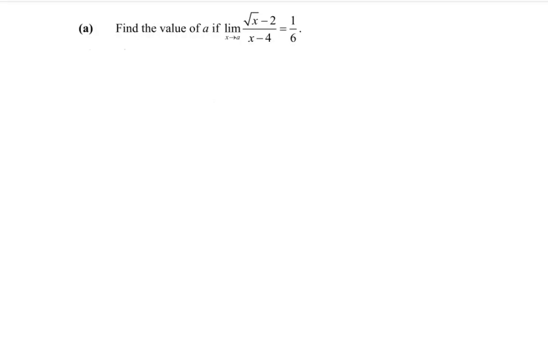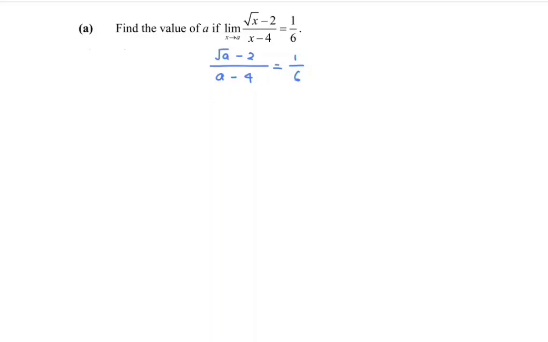Hello everyone, in this video I'm going to discuss the example for limit. Kindly refer to A. Find the value of A in the given situation. So focus on the left hand side. If we substitute the A, we will have the square root of A minus 2 over A minus 4, which equals 1 over 6.